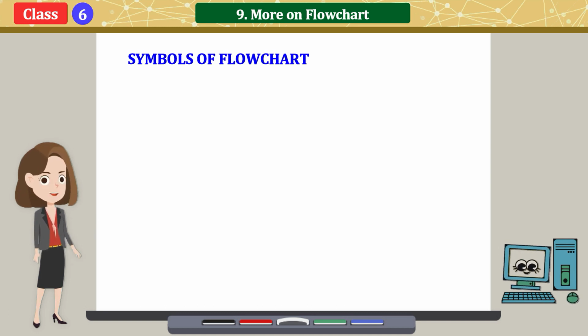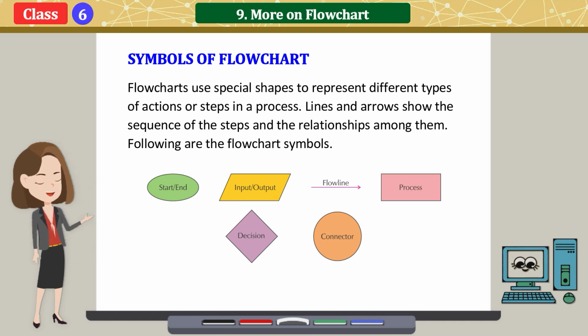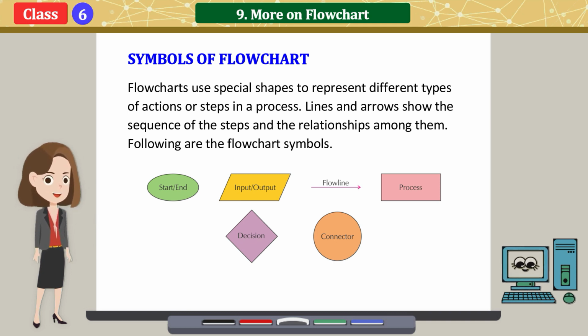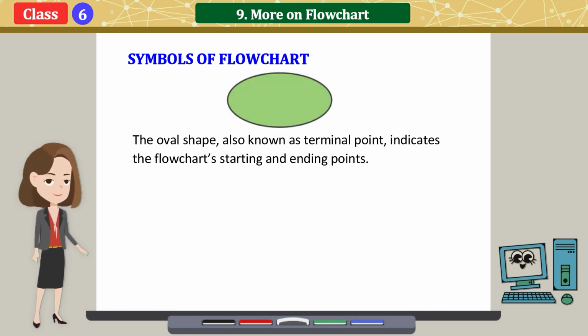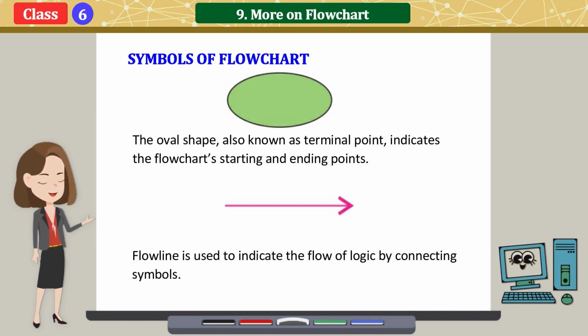Symbols of flowchart. Flowcharts use special shapes to represent different types of actions or steps in a process. Lines and arrows show the sequence of the steps and the relationships among them. Following are the flowchart symbols. The oval shape, also known as terminal point, indicates the flowchart's starting and ending points. Flowline is used to indicate the flow of logic by connecting symbols.